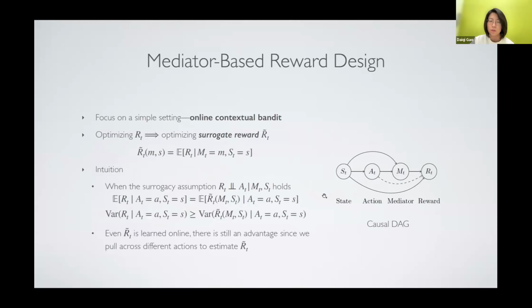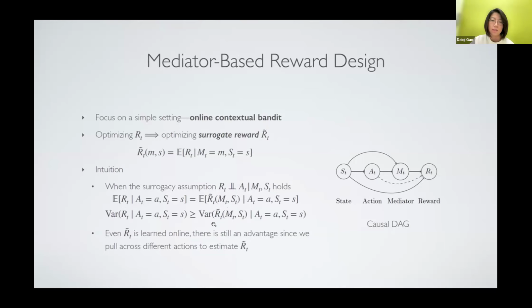The intuition is as follows. A surrogacy assumption assumes that there's no direct effect from the action to the reward. So given the mediator and the state, the reward is independent of the action. When the surrogacy assumption holds, the expectation of the surrogate reward is the same as the expectation of the original reward, but the variance of the surrogate reward is smaller.